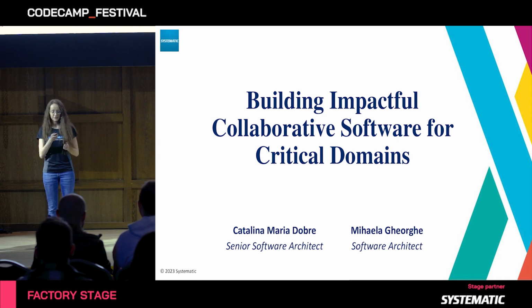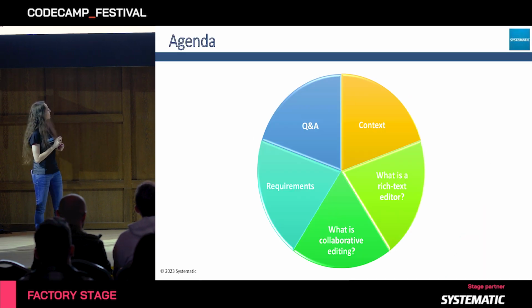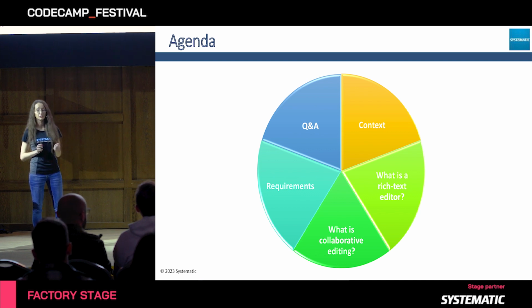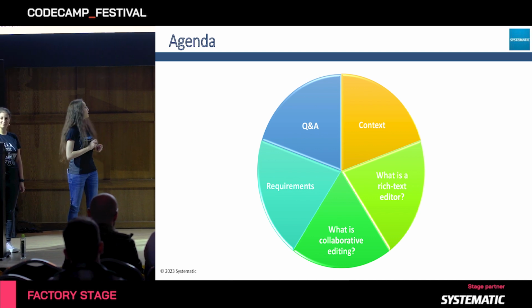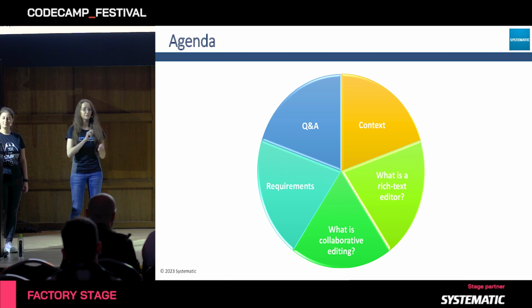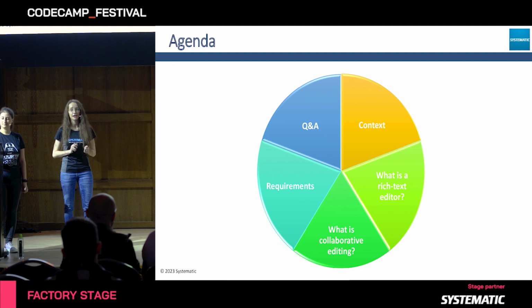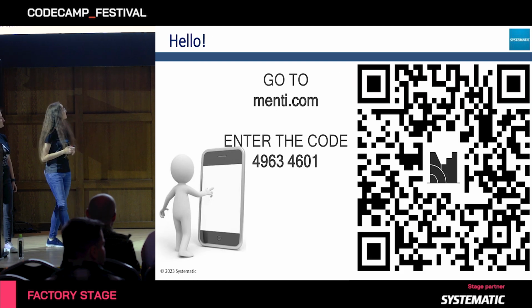So, today we are going to present our own experience in building collaborative software for the defense domain, and hence we will present a little bit of our context, so the main use case of building this collaborative text editor for the defense domain. We are also going to talk about what we actually understood by a rich text editor, what collaborative editing actually means, what were the additional requirements that we received to build this application, and right before we go to lunch, we will have a Q&A session at the end. So, let's get started.